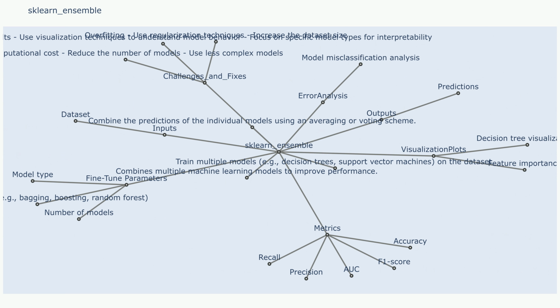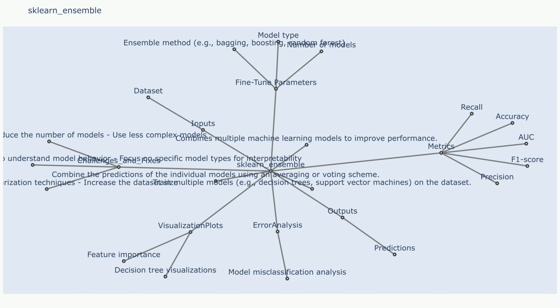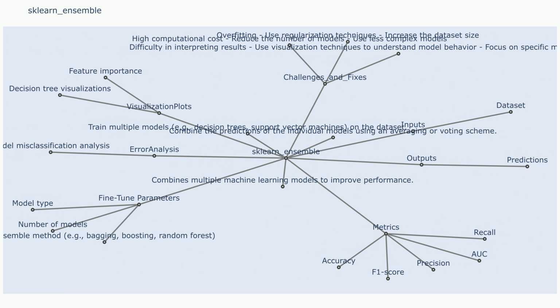Visualization plots. Visualization plot 1. Explain in detail feature importance. Plot visualizes the relative importance of different features in the prediction process. This can help identify the most influential features. Visualization plot 2. Explain in detail decision tree visualization for tree-based ensembles like random forest. You can visualize individual decision trees to understand how the model makes predictions.